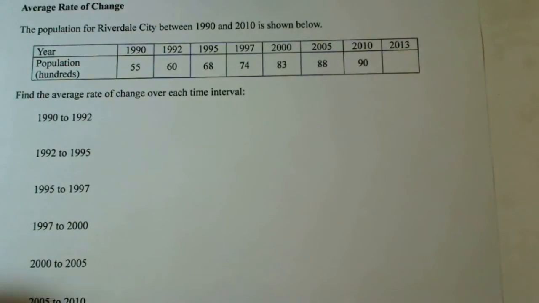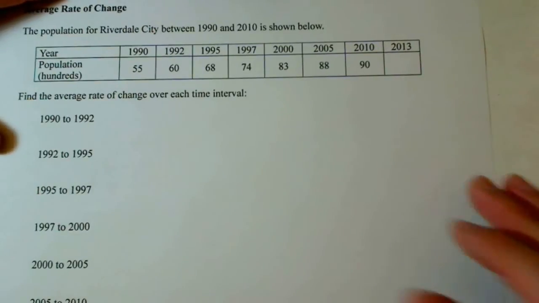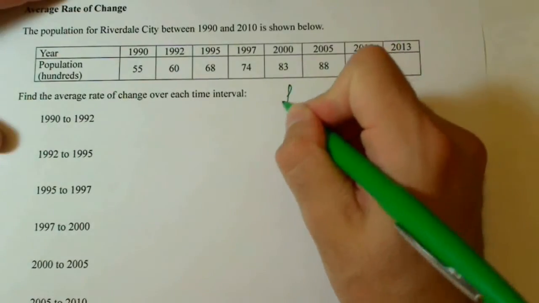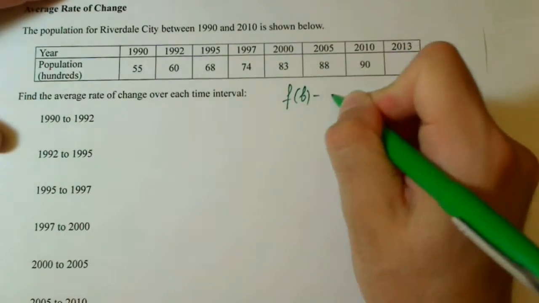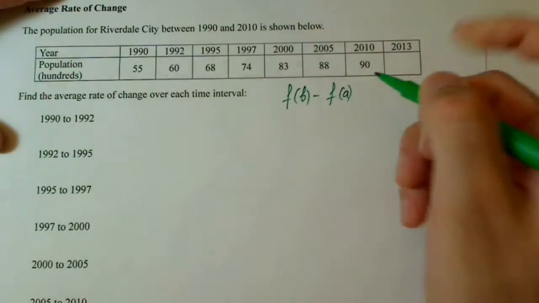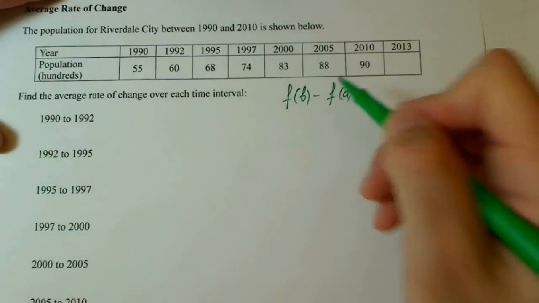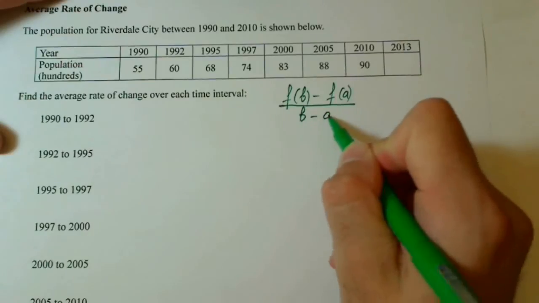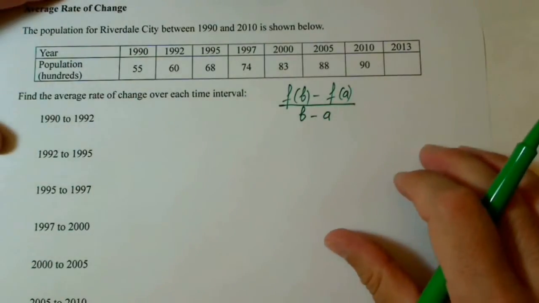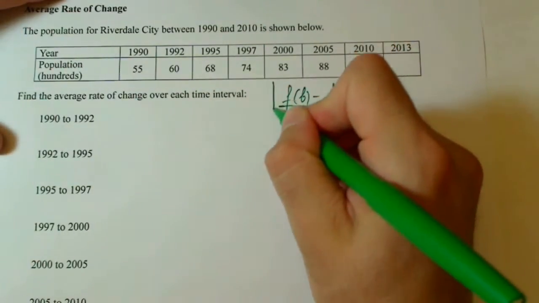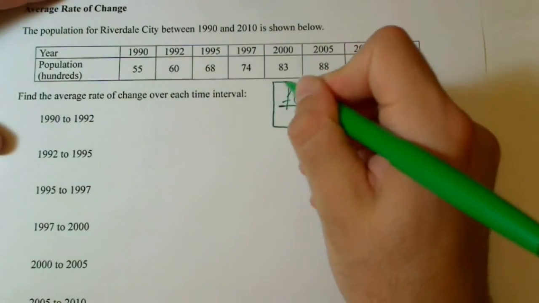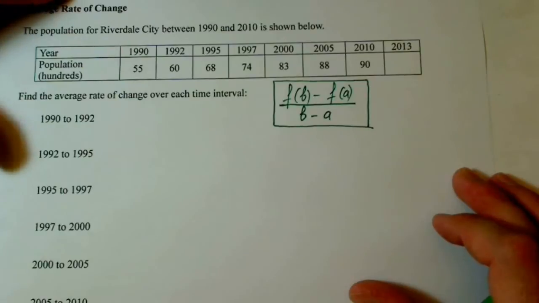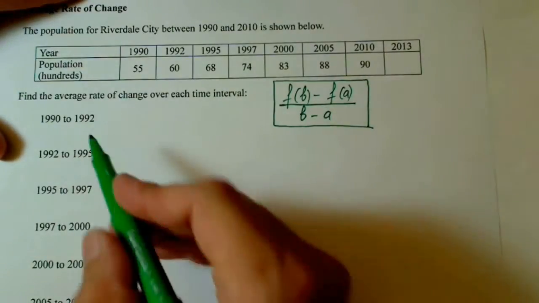First of all, we have to start from our basic formula for the average rate of change, which is f of b minus f of a, or you can say in other words, change in output over b minus a, or change in input. Okay, so we have change in output over change in input. This is our average rate of change, and let's apply this formula.